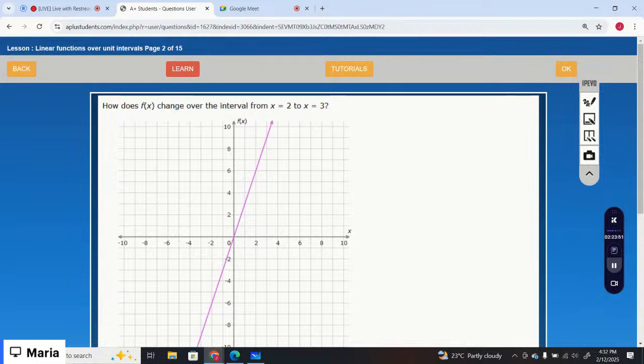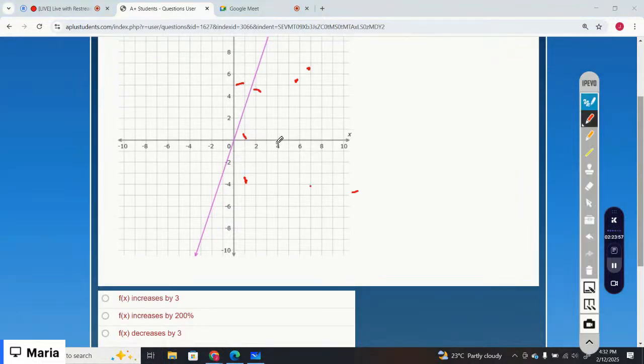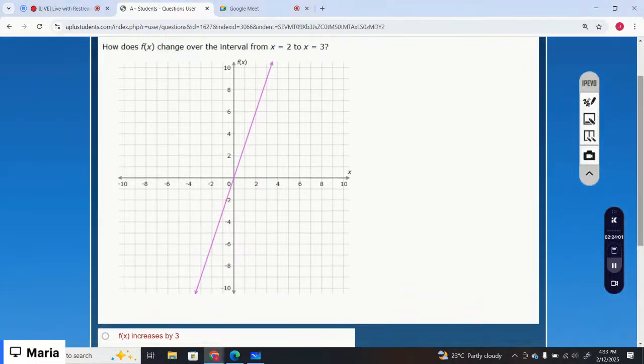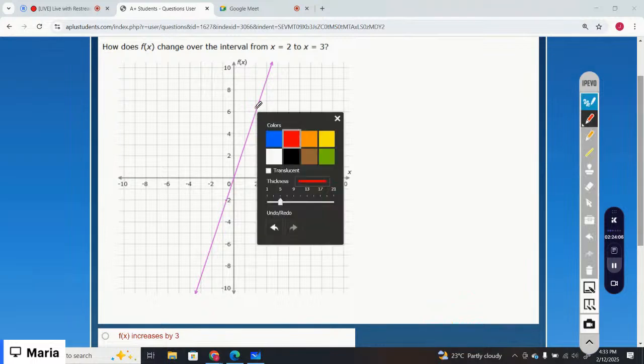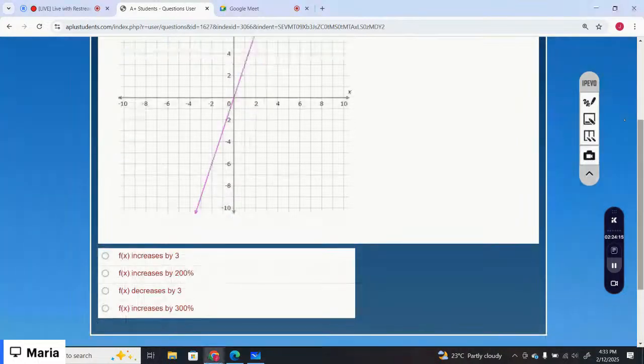How does f of x change over the interval from x equals 2 to x equals 3? So when x equals 2, f of x is 6. When x equals 3, that is 9. F of x increases by 3. Option number 1 is the correct option.